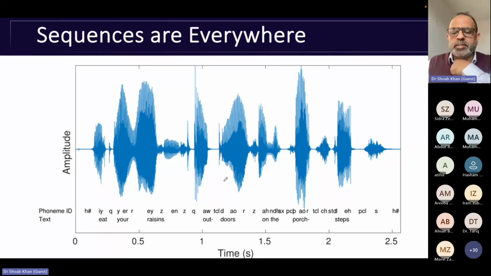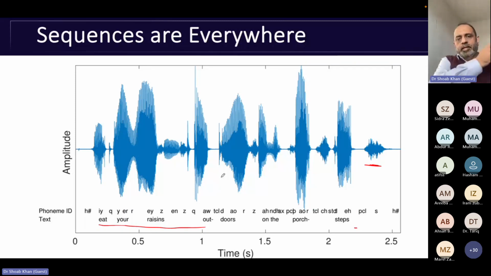Voice, for example, is a sequence of words: eat your raisins outdoors on the porch steps. Now, using CNN or RNN, models can even generate music which was left incomplete by its creator. They're doing very interesting projects, because if you model it correctly, you can generate that thing in a sequence. And that's what all the large language models are about. They are just doing sequence deep learning, and they keep generating the next and the next and the next word in the sequence. So sequences are important.